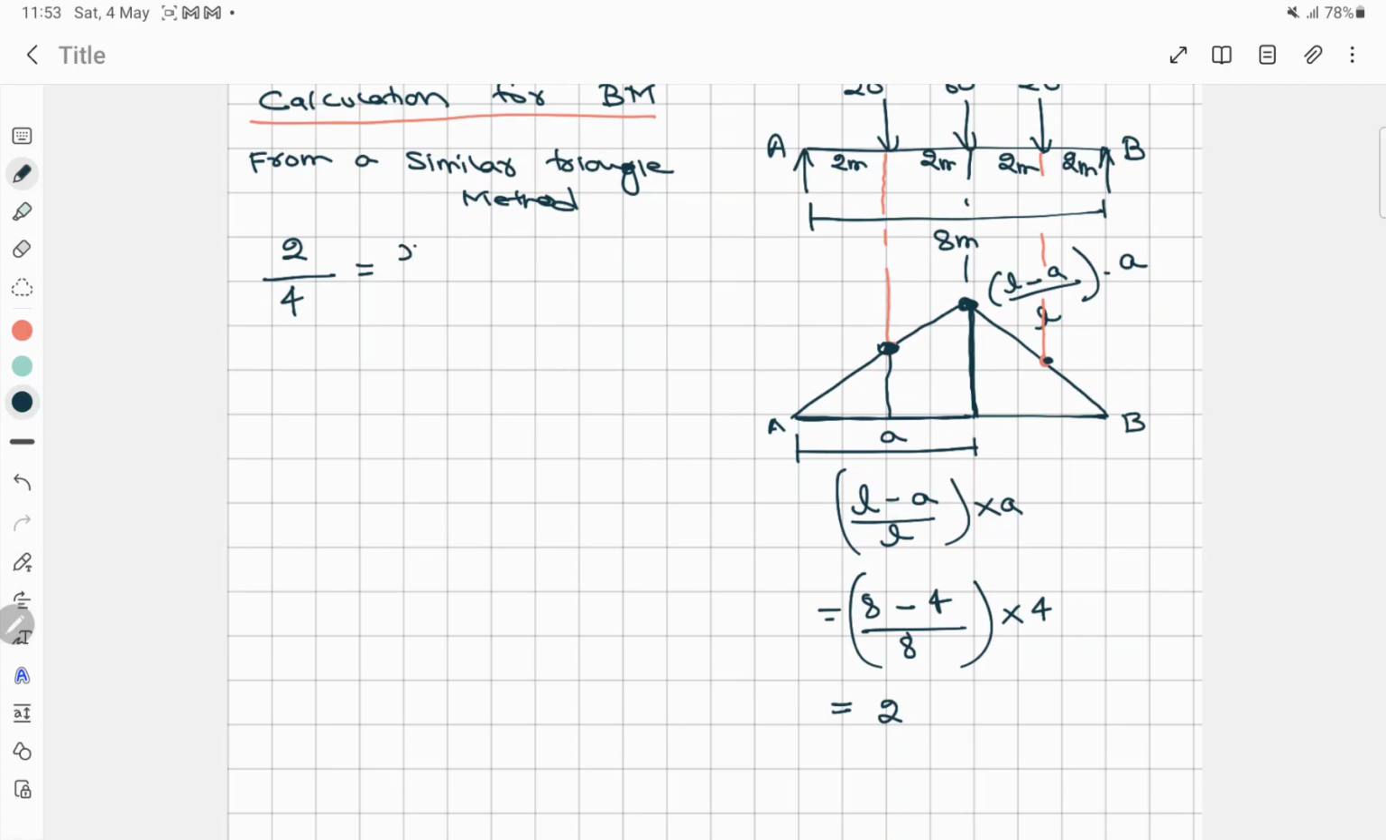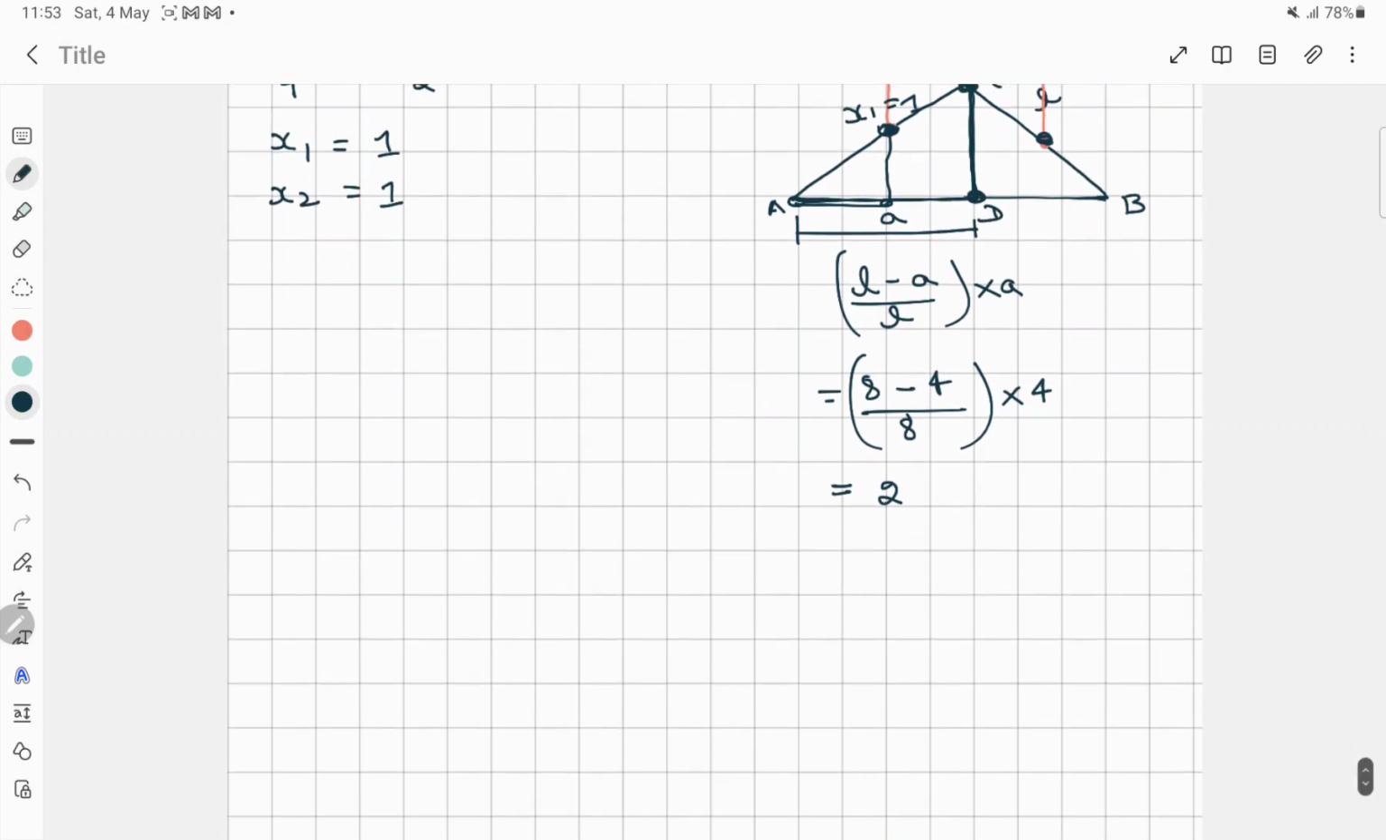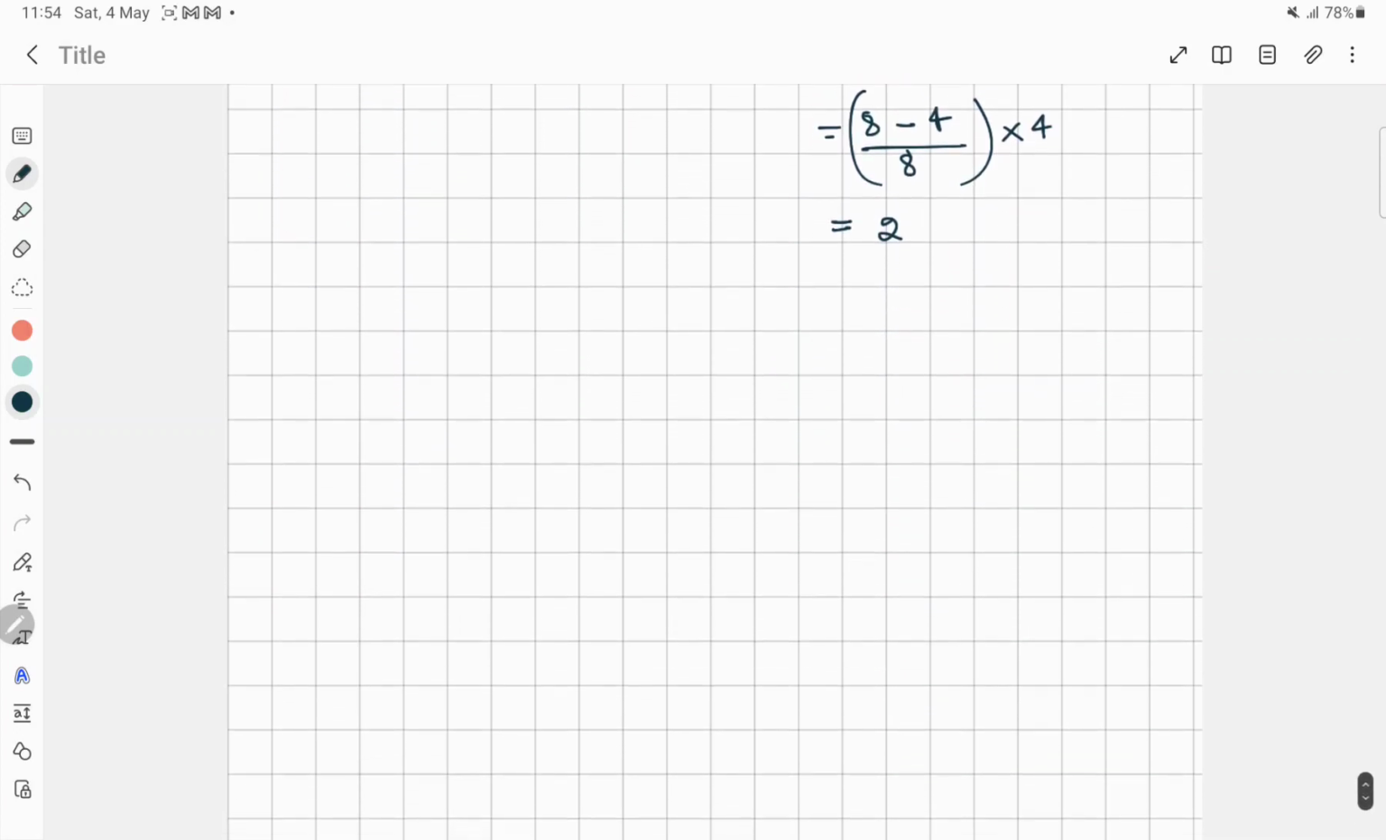The unknown is x1 divided by, from here to here it's 2 meter, right? So from here we'll get the value of x1 is equal to 1. Same like this we have to find for this value, and it will also come as 1. Now we have to find the bending moment for this point, that is D. Again we have to multiply the load with the corresponding ordinates.